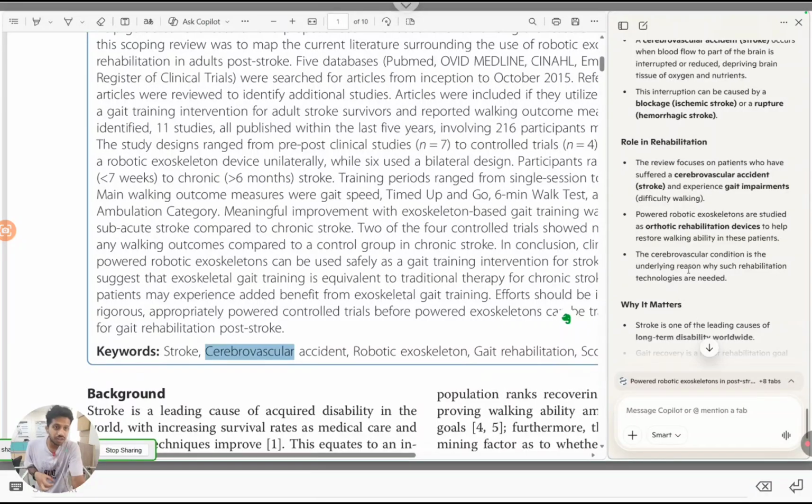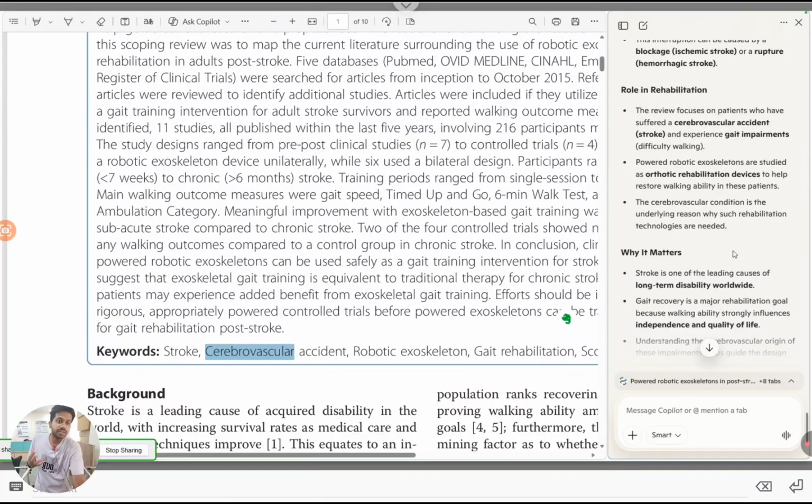Role in rehabilitation. The review focuses on patients who have suffered a cerebrovascular accident and experienced gait impairments. Powered robotic exoskeletons are studied as orthotic rehabilitation devices to help restore walking ability in these patients.